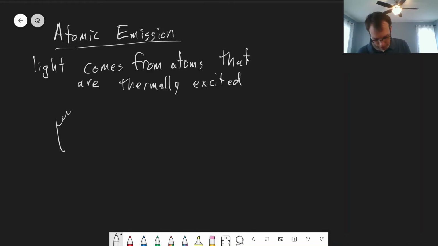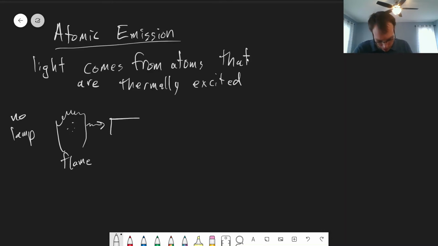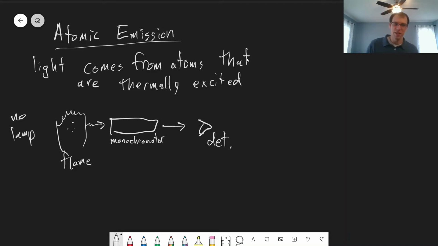Okay, so we have our flame, and our atoms are inside of it. There's no lamp here because this is an emission experiment, so the light is coming directly from, of course there's light from the flame, but there's light from the atoms inside the flame. We need a monochromator, and then we'll have our detector. So in some sense, it's a little bit simpler because you eliminate the lamp.